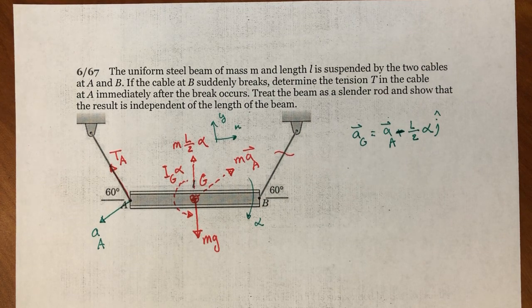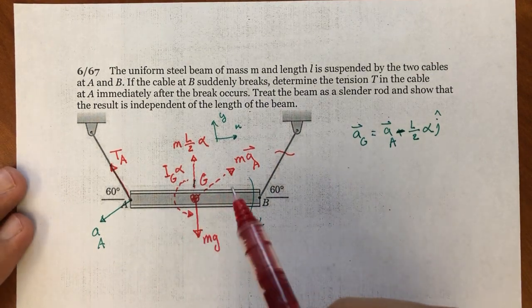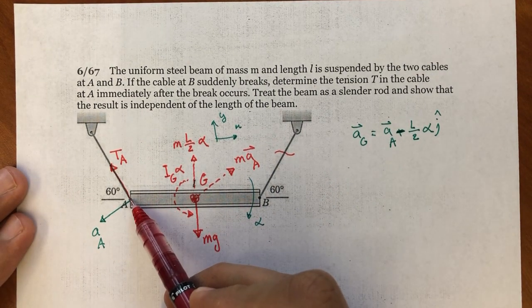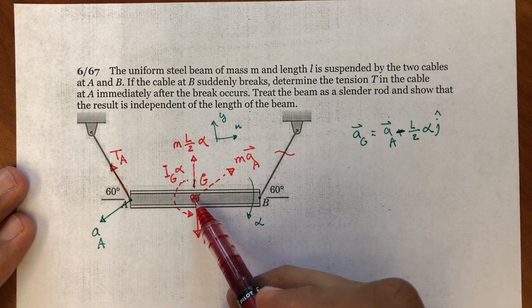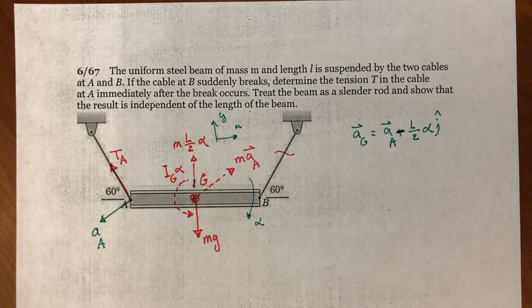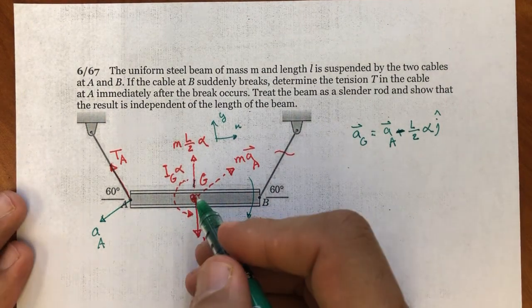Now I can say sum of the forces is going to be equal to 0 in any direction. Sum of the moments about any point is equal to 0, right? Which is quite helpful. For example, I can say sum of the moments about this point is equal to 0, sum of the moments about G is equal to 0, or any other point. And also the best point you can use here to take the moment is this point.